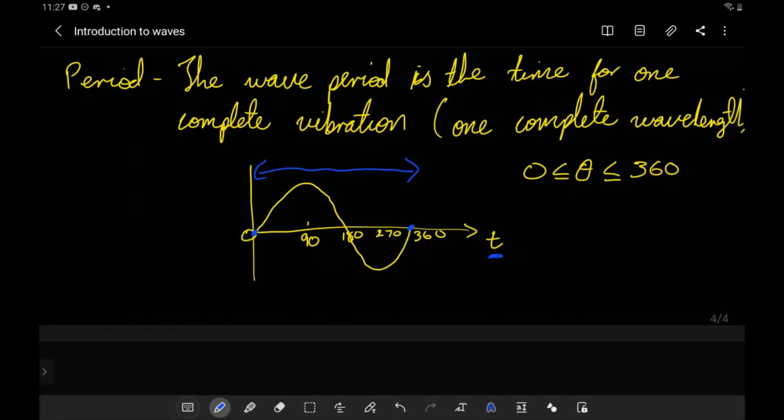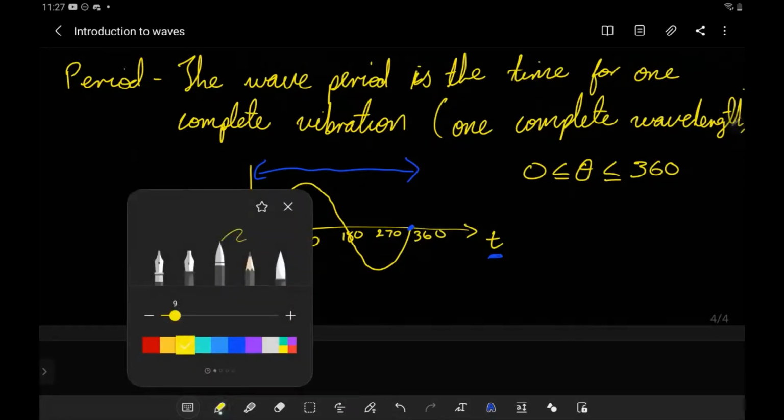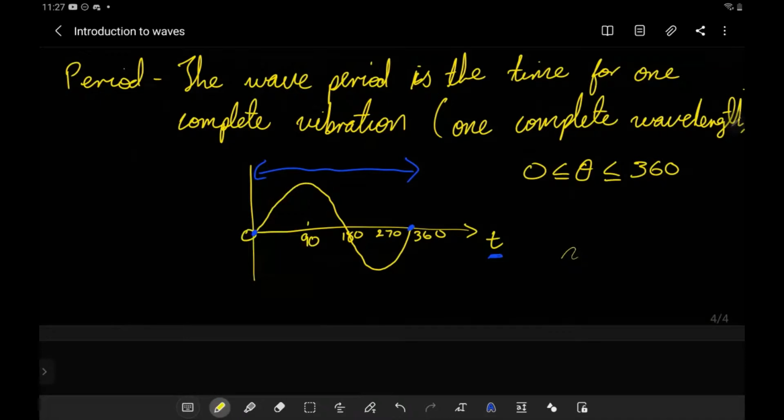360, right? Yeah, 360. So the period for a sine wave is 360 degrees. So 360 is the period. All right, so let's say that this was time in seconds. So we will say 360 seconds. All right, what about a cosine wave?